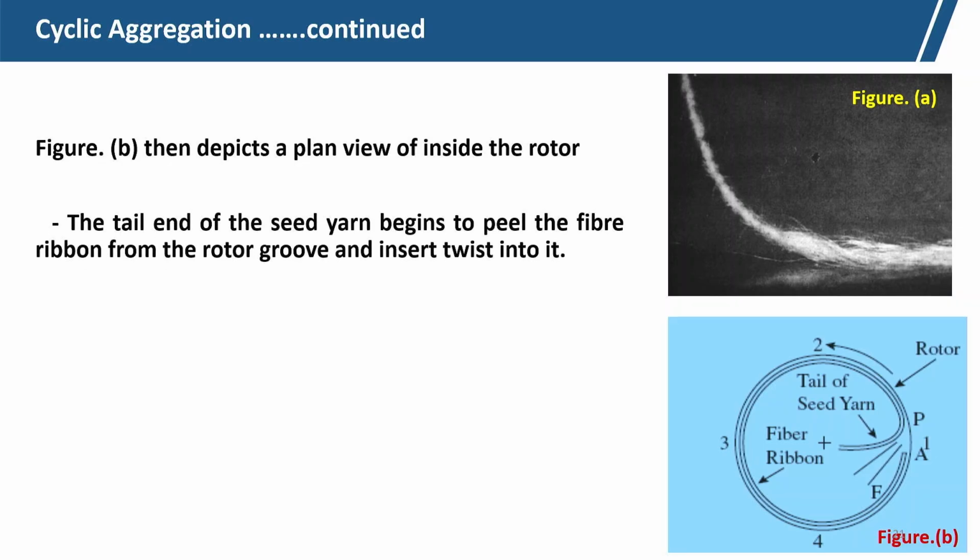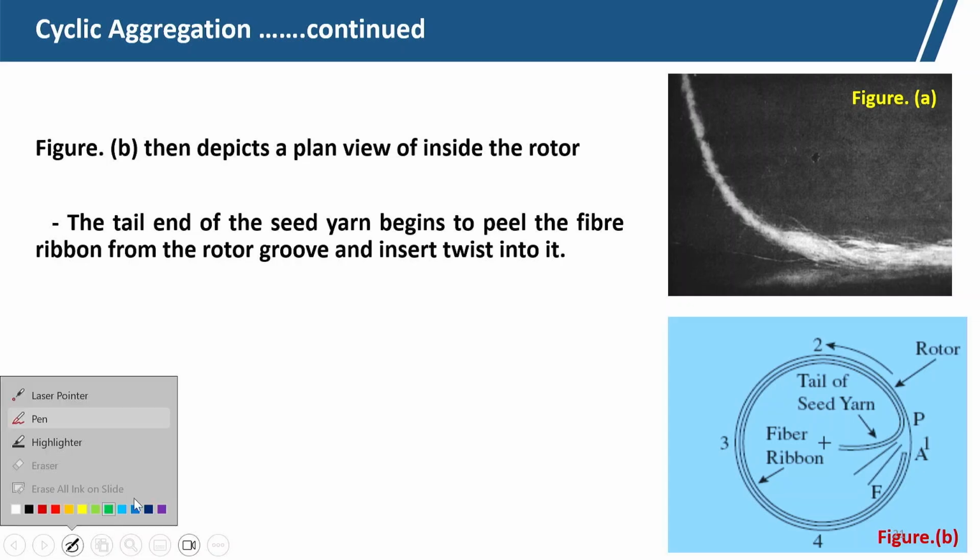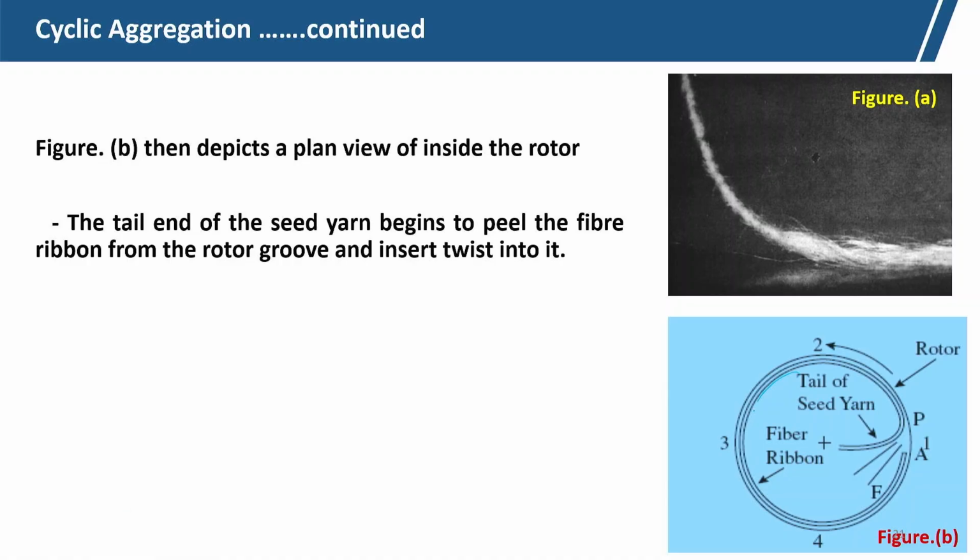The tail end of the seed yarn begins to peel off the fiber ribbon from the rotor groove and inserts twist here. This is the fiber ribbon here. So, you can see this is a fiber ribbon and the tail end of the yarn is there, it inserts the twist on it.